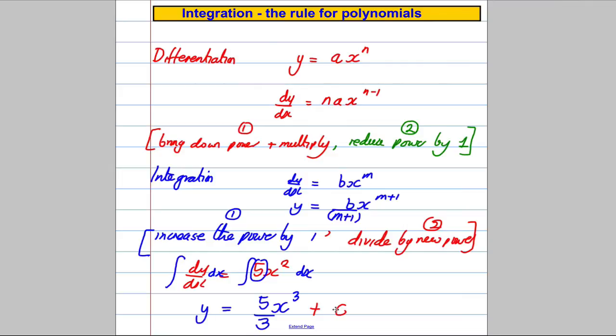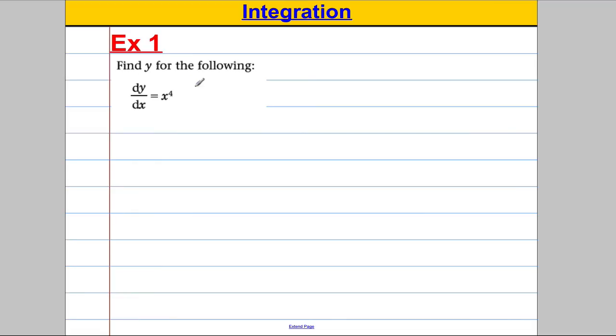So integration: increase the power by 1, divide by the new power. Now we're going to do several examples so you get the hang of this. So let's have a go at the first one. Find y for the following. dy by dx is equal to x to the power of 4. So I'm going to write down dy by dx, I'm going to give plenty of space, equals x to the power of 4. I've got the gradient function, I want to find the original, so I'm going to integrate both sides with respect to x. I'm going to integrate that side with respect to x, and I'm going to find out the answer.